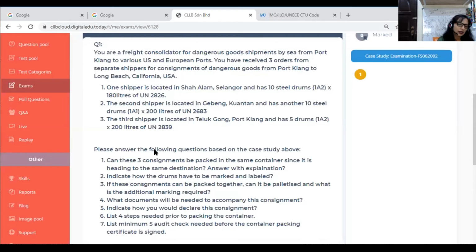Otherwise, this question, you can just take it for what it is, because actually what question 3 is asking for is the overpack mark. That's all. That is the objective of that question. So let's assume it's going to the same place.